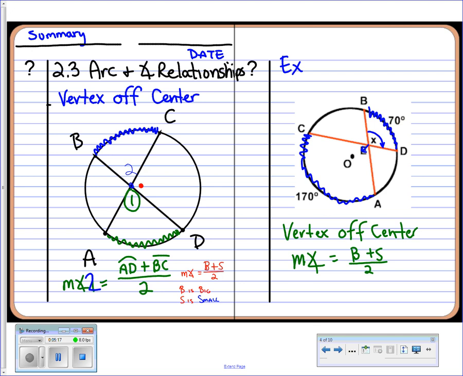It's a vertex off center, and the relationship is that the measure of the angle is equal to the big arc plus the small arc divided by 2. In this particular drawing, it's quite easy to see that the big arc is 170 and the small arc is 70. What I want you to know is that I don't want you to worry too much about deciding which one's big and which one's small.